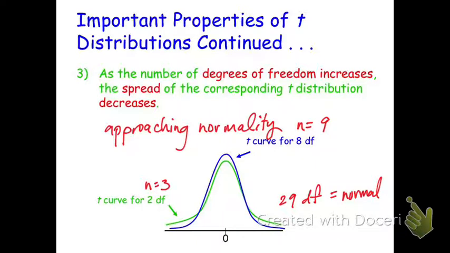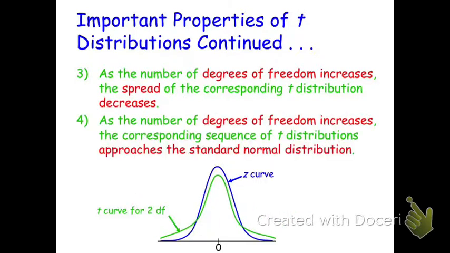So when is it approaching normality? As your degrees of freedom is increasing, or as your sample size is increasing. And can you call it normal when it's 29 degrees of freedom? It's 30 minus 1, but it's not exactly normal. It's just approximately normal.